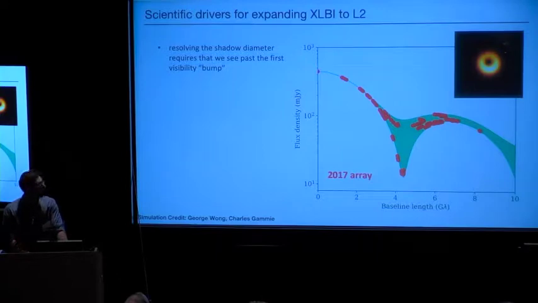It's 100 millijanskys. Yeah, so the compact flux density of M87 is about 500 millijanskys. So this is meant to be pretty realistic. Yeah, the extended flux density is much higher, but at these spatial scales, it's about half a Jansky.